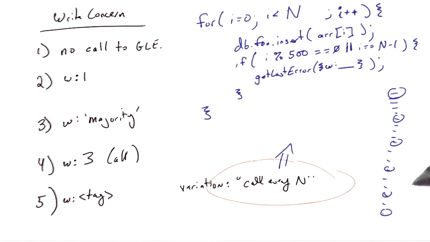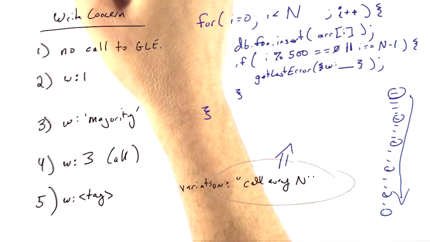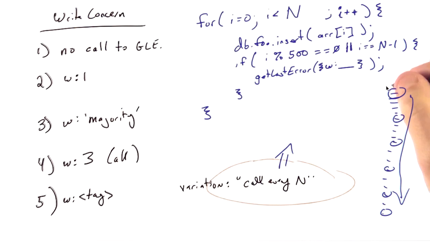Now, of course, it depends what I'm doing here, right? If these are all banking transactions or something, I probably should be calling this every one, right? It depends on the criticality of the data and how I want to view it. So this pattern is sometimes appropriate, not always.